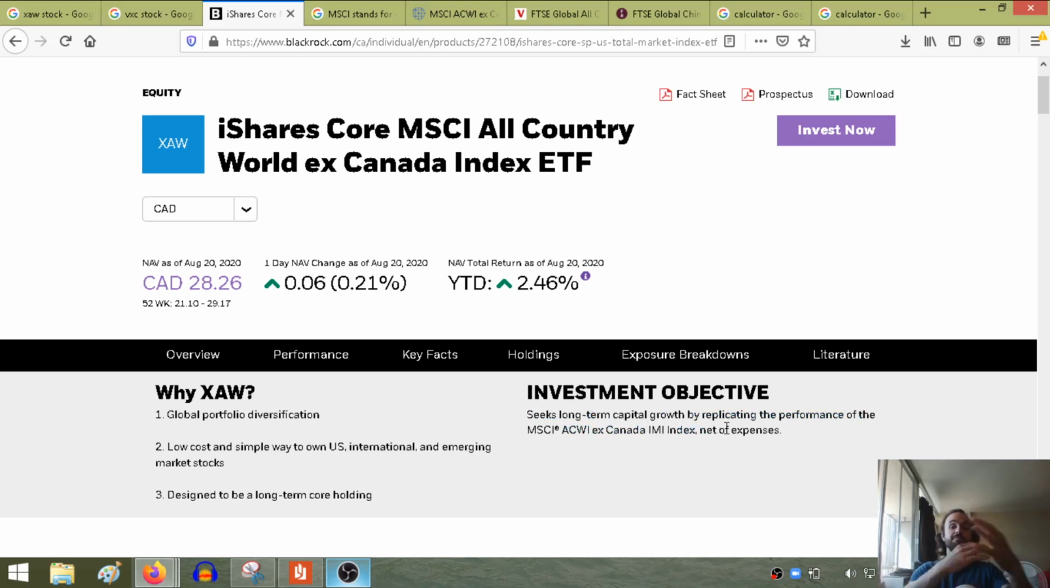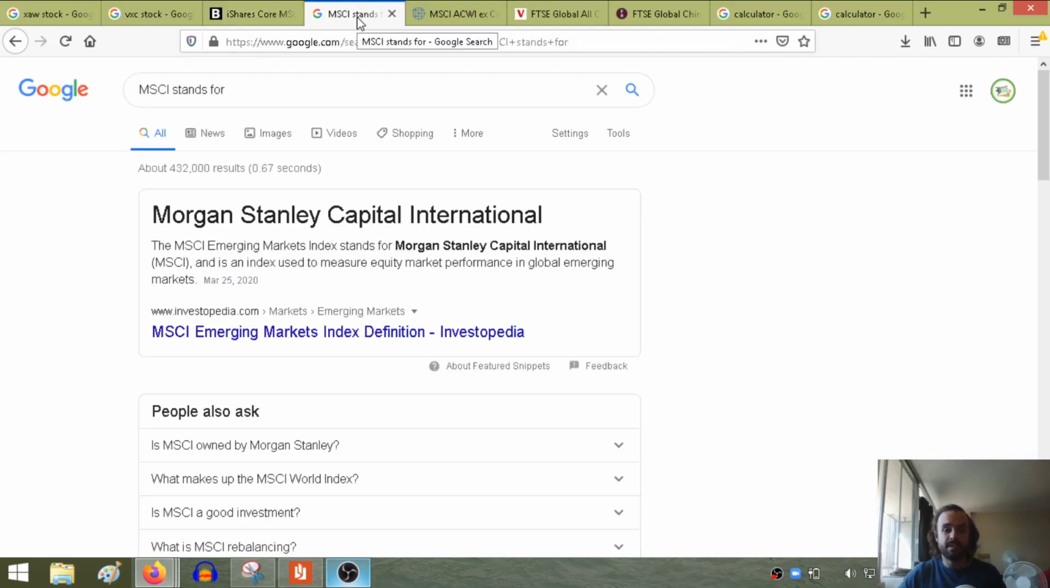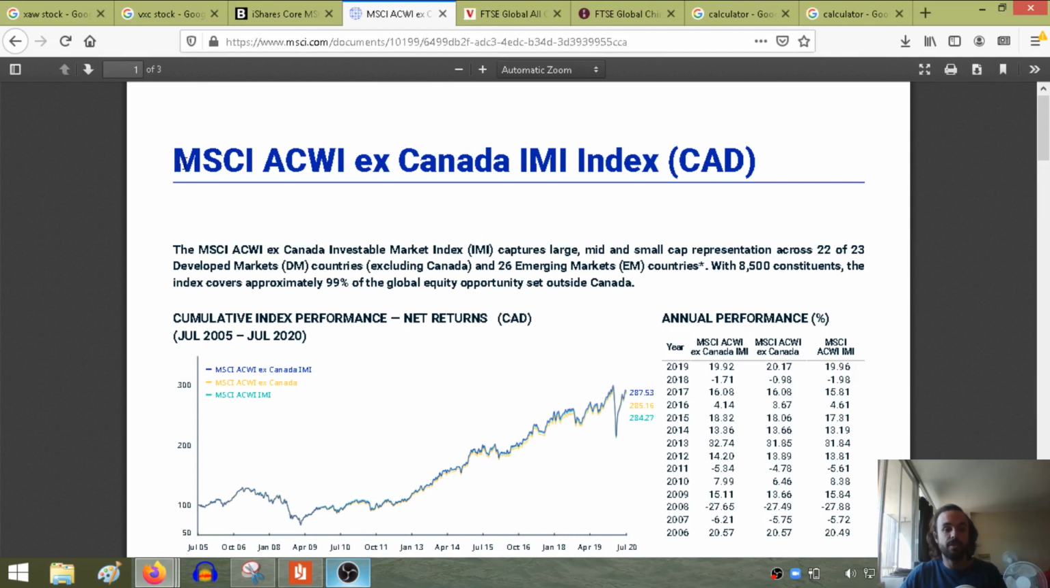Thing is, there are many indexes out there that have been going for a long time, that have been tracking the performance, so there's always more to learn, which is the fun thing about doing your own investment research in your own time. But basically, MSCI is Morgan Stanley Capital International, and so this is the company that has made the effort to create this index or hosts it, and it's an index to measure equity market performance in global emerging markets.